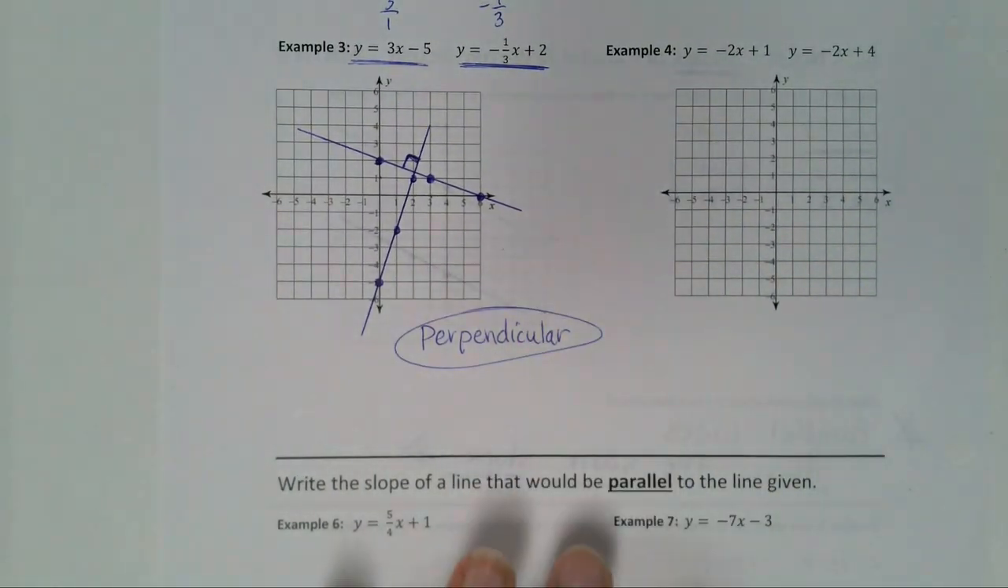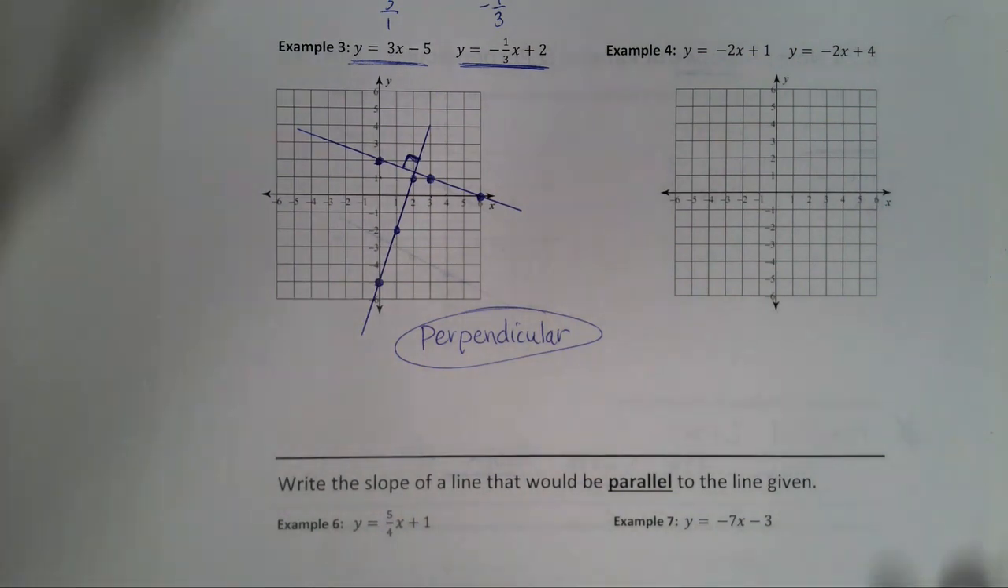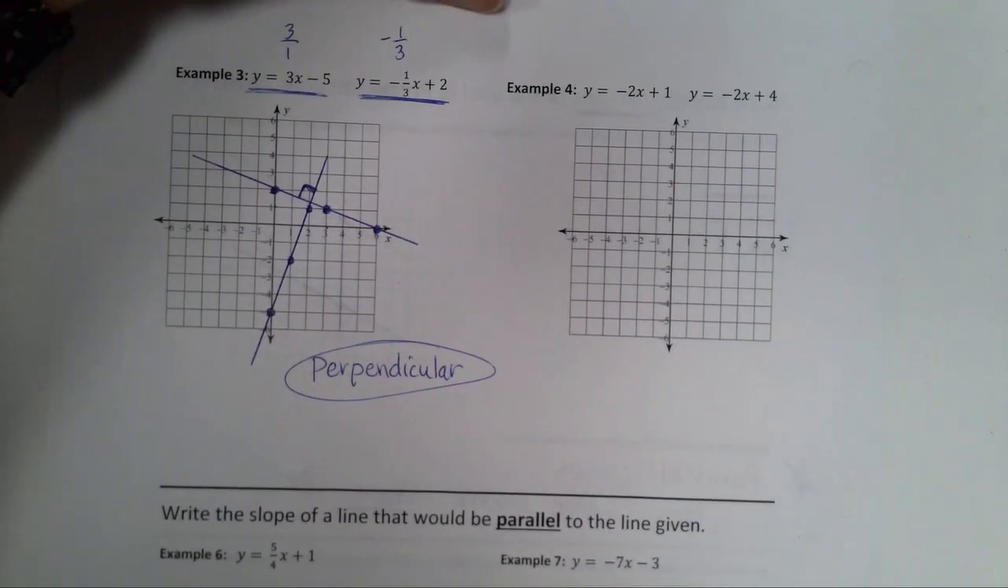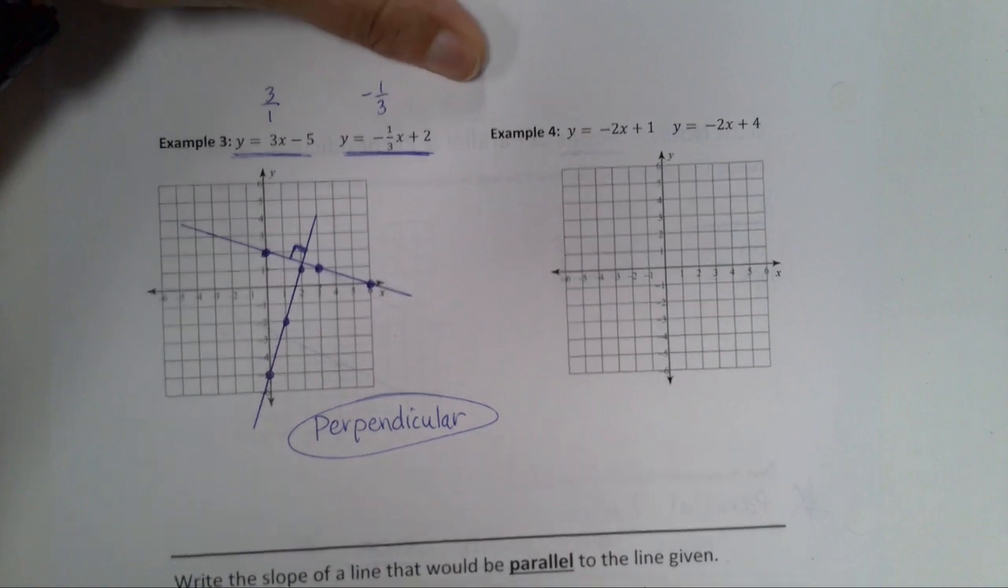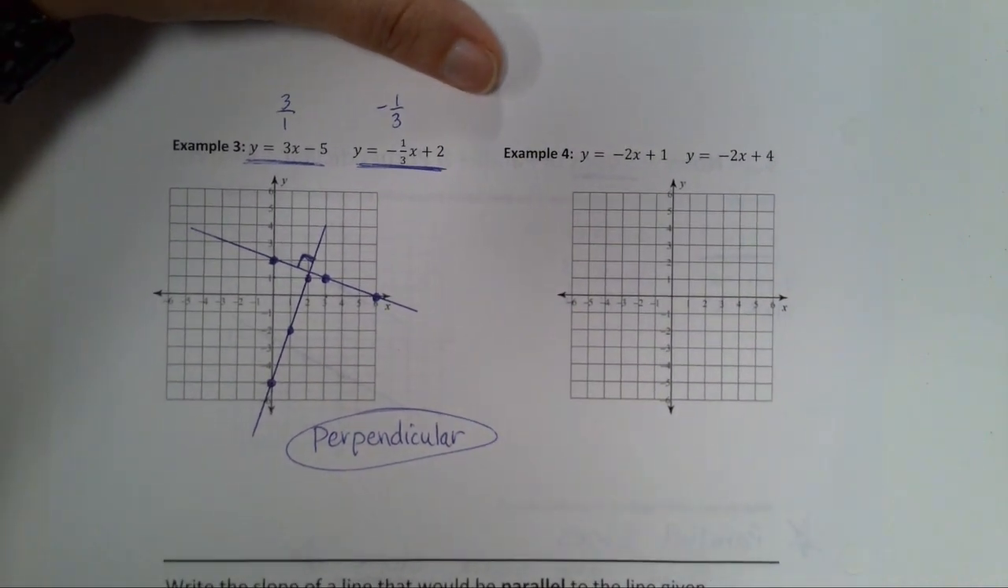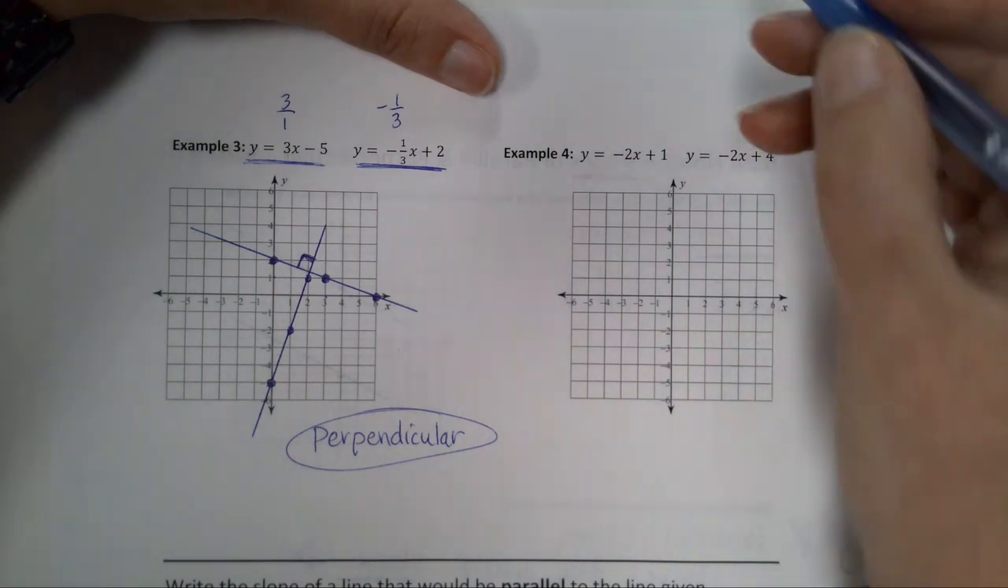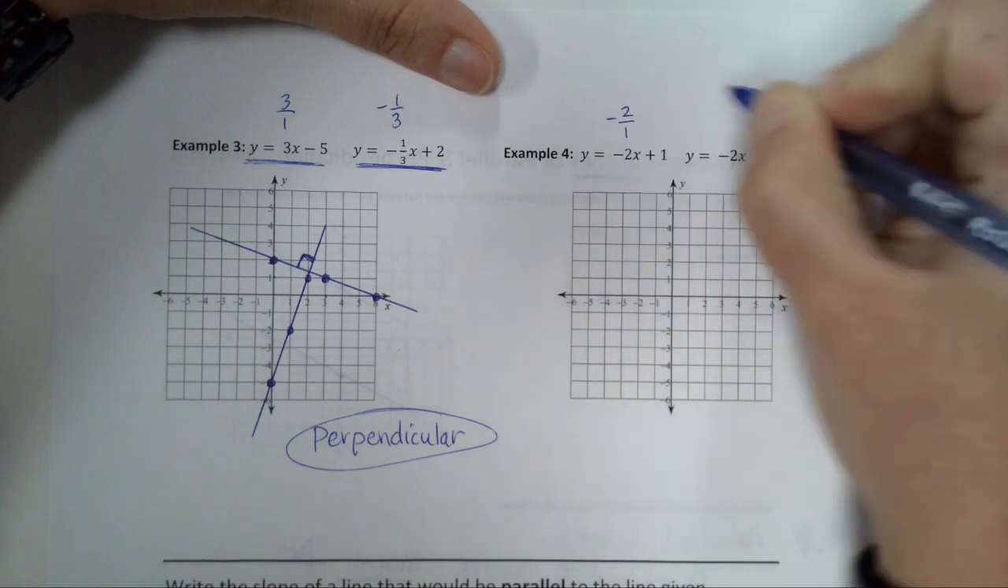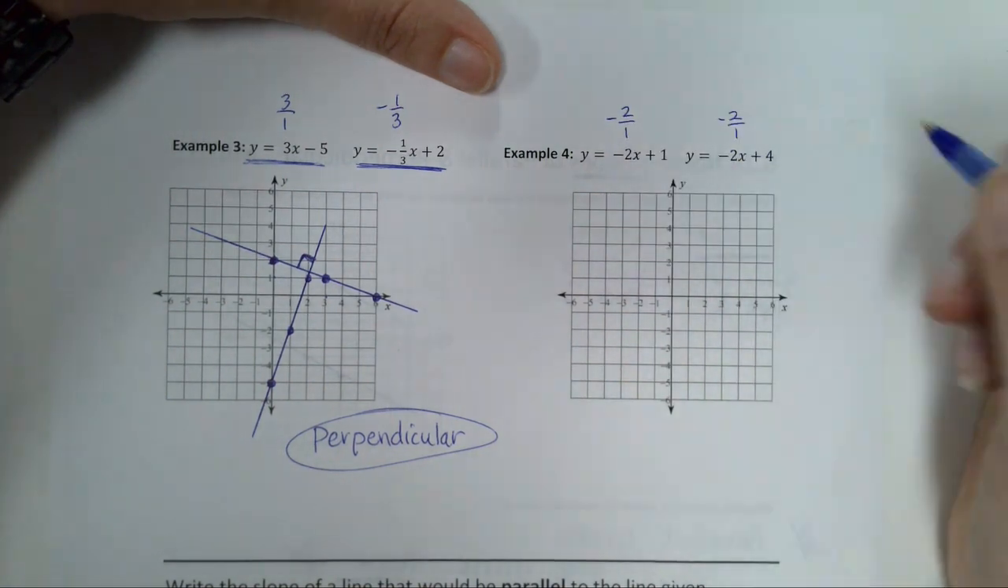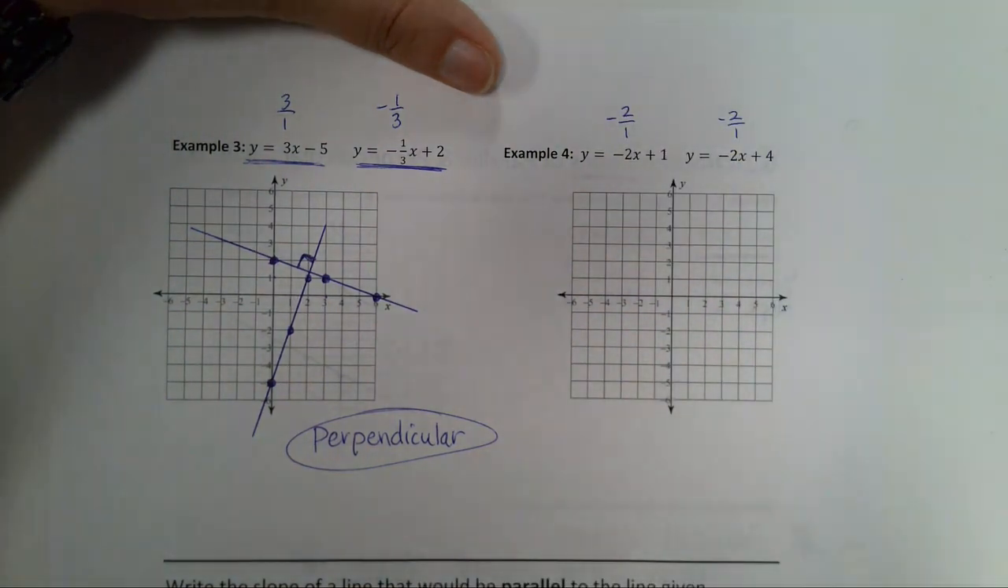Okay, let's do example 4. Right off the bat, what do you notice about the slopes? They're the same. So what do we expect these lines to look like? Yes. But if they both have a slope of negative 2 over 1, then these lines should be what? Parallel. They should be parallel. We're going to make sure of that.